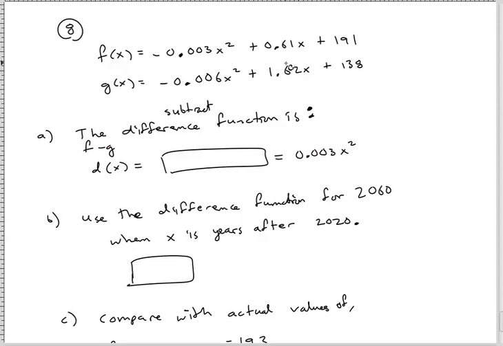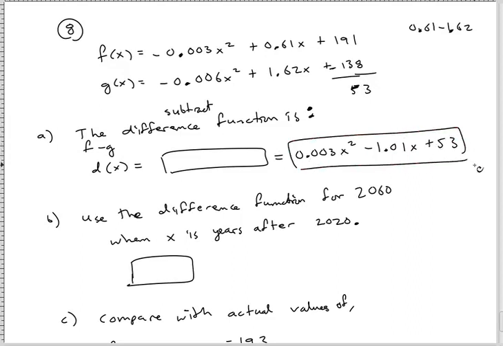This one minus this one, that's something I need to use a calculator on. So 0.61 minus the 1.62. On my calculator, I found a negative 1.01x. And then these guys, 191, and then subtract this guy because, again, we're minusing these guys. So 191 minus the 138 is 53. Definitely use a calculator. There we go. So we found the difference function.